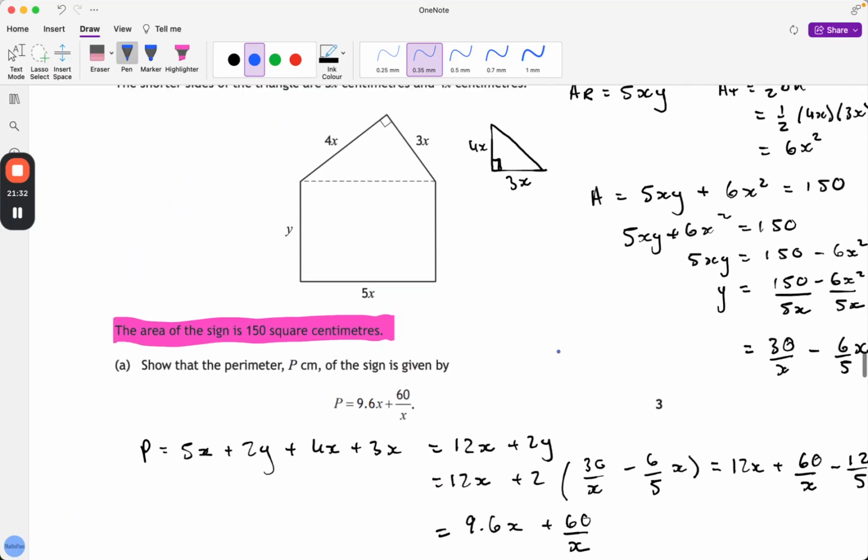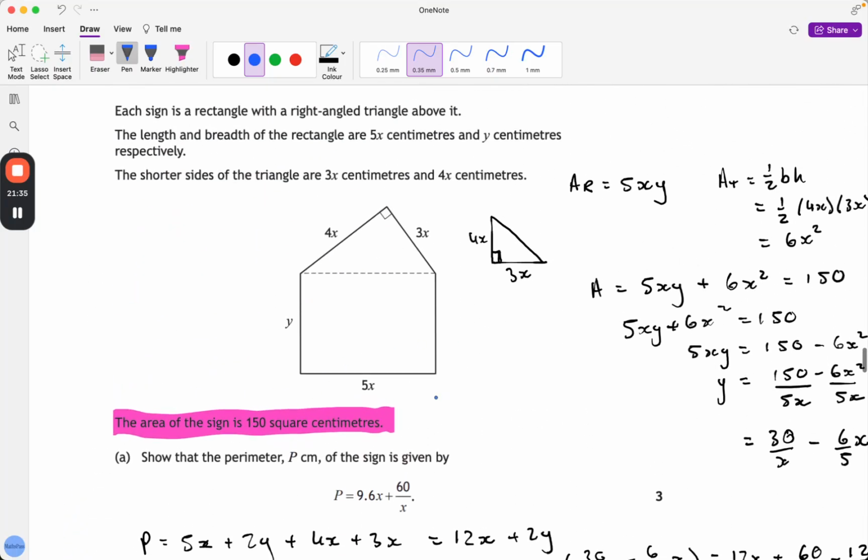I'll scroll back up. It doesn't make sense for x to be a negative number. And so if x was a negative number, then you would have that the length of your triangle is 5 times minus 2.5. And so it's going to be a negative number there. Same with the lengths for 4x and 3x. You're going to get negative numbers, and that doesn't make sense when we're talking about the length of something.